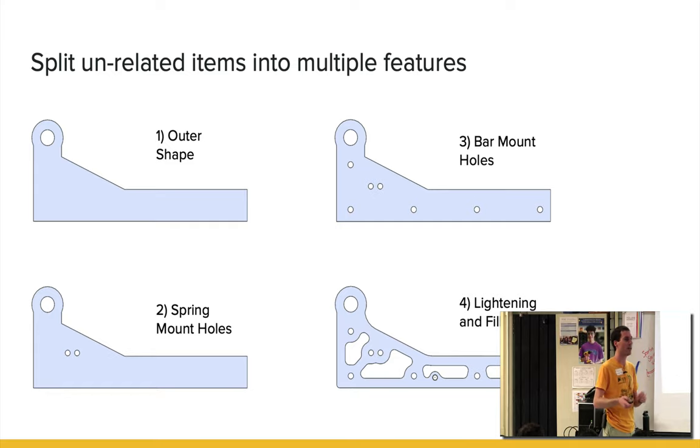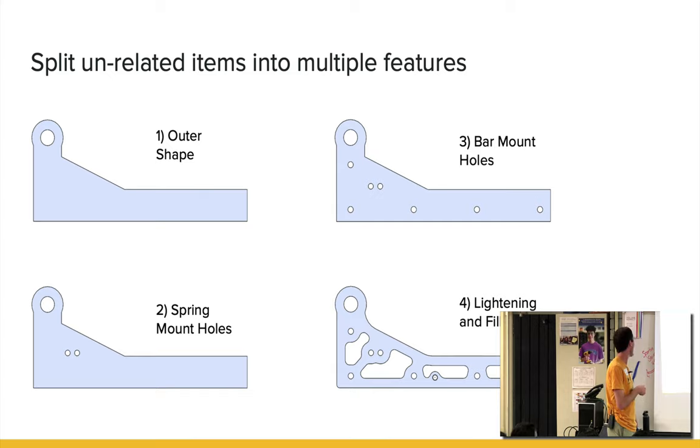What's related to what? I need to move this hole somewhere. Is that going to change all these other things? I don't know. Or I need to get rid of this set of holes. Which ones do I delete, and what's going to happen if I do that? Well, that's the downside of having everything together. You can mitigate that by splitting the design features out into multiple SOLIDWORKS features.